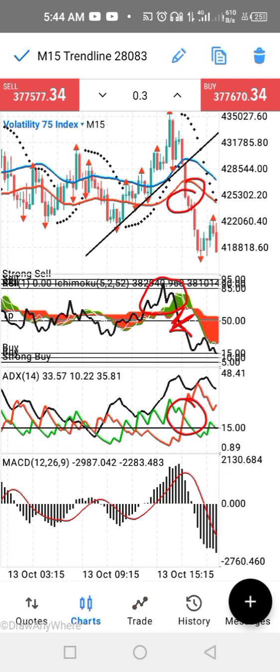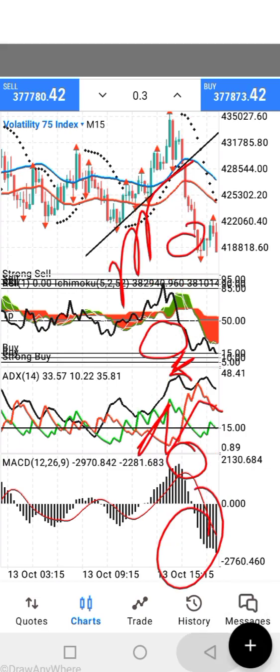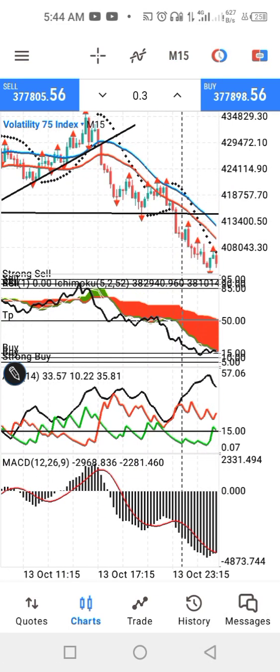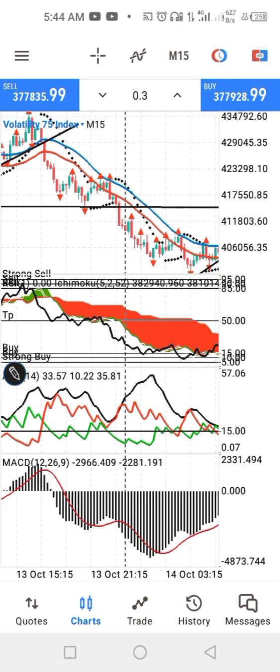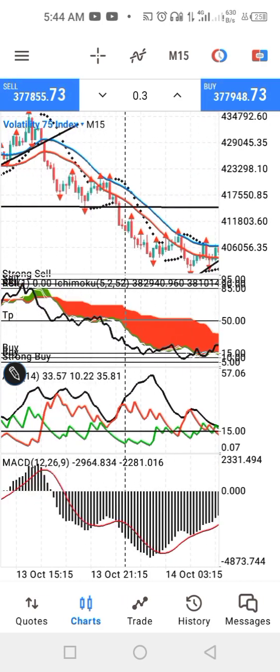So we check the momentum of the trend. You can see that the black line is above the 15 level and the MACD is going down. Even our trend line analysis shows that there is a breakout there. And what happened? The market sold. Now take a look.